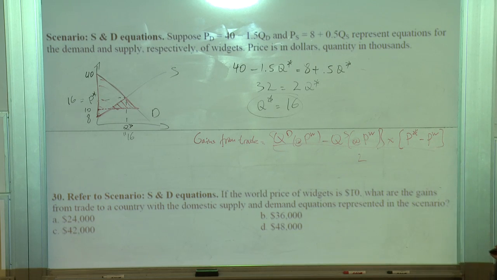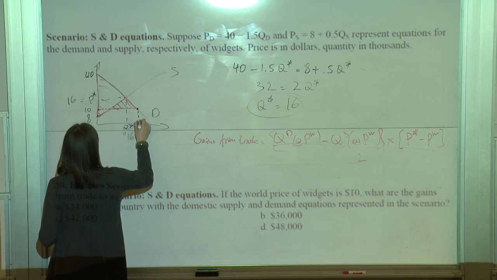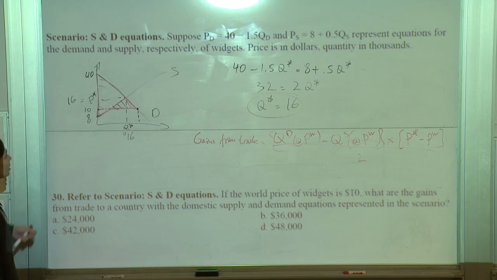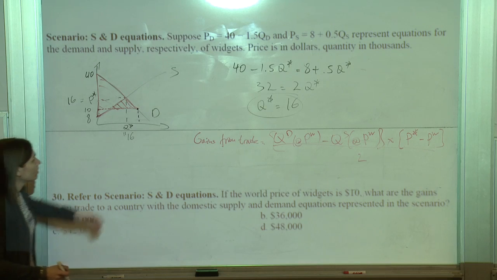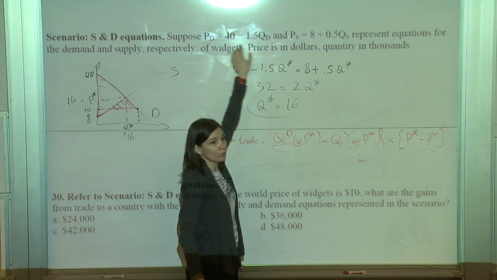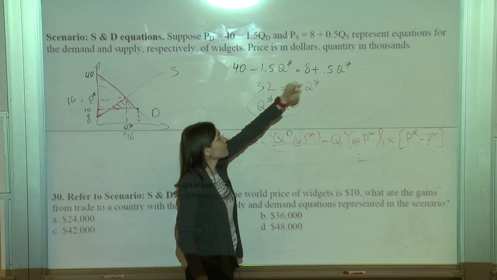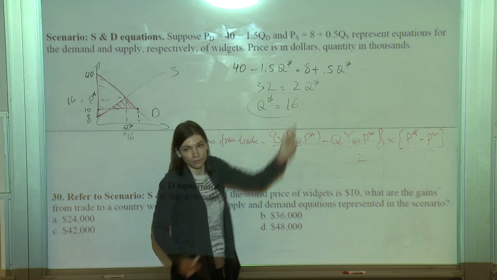So what do I know? I know the world price, that's 10. I just found the domestic price, that's 16. I haven't found what the quantity demanded and the quantity supplied is at the world price. That's easily done. So using the formula for the demand curve, what will be the quantity demanded at the price of 10? We need to find the quantity at the price of 10. So plug in 10 for the price and solve for the quantity demanded, and then plug in 10 for the price and solve for the quantity supplied.